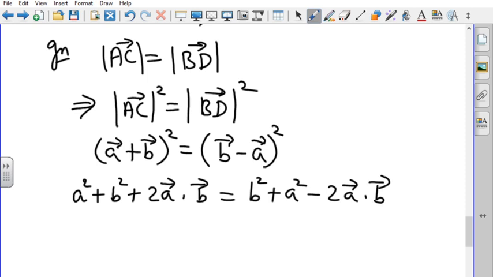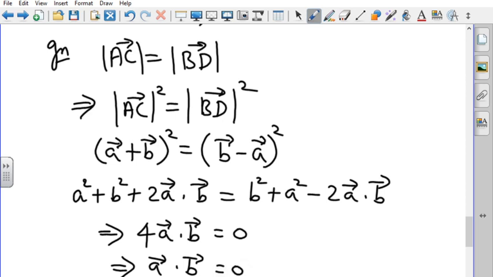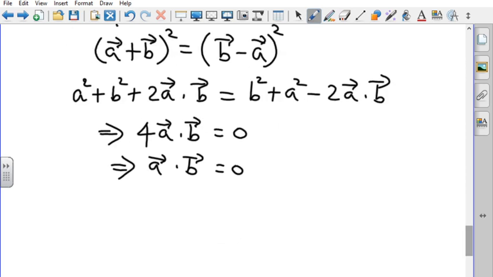Now a squared and b squared are similar on both sides, so we cancel them. Bringing the terms to one side, 4 a vector dot b vector is equal to 0. The 4 goes to the other side, so a vector dot b vector is equal to 0. So what are a vector and b vector? They are perpendicular, isn't it? So we can say that angle ABC is equal to pi by 2.